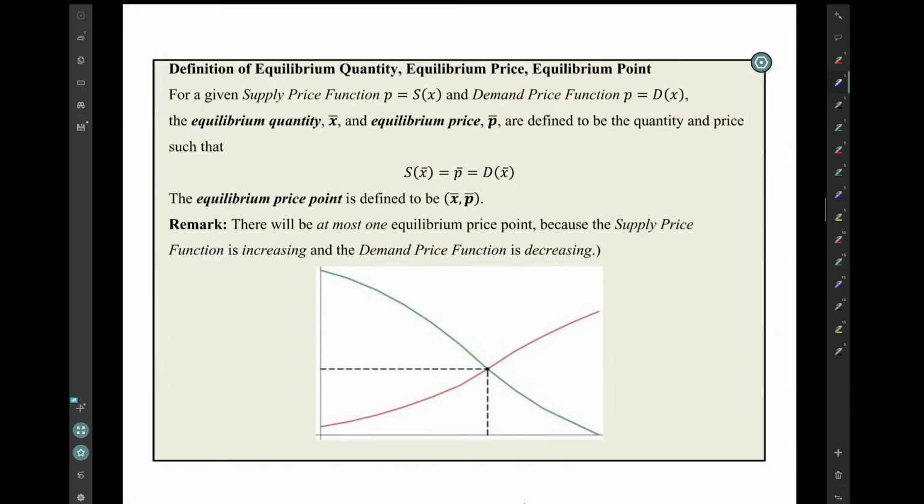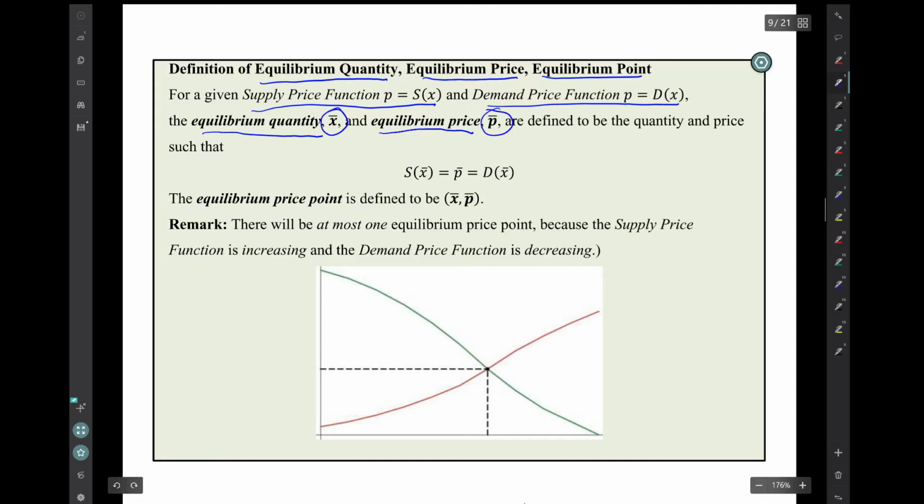So here's the definition of equilibrium quantity, equilibrium price, and equilibrium price point. For a given supply price function, p equals capital S of x, and given demand price function, p equals D of x, what's called the equilibrium quantity, denoted x bar, and equilibrium price, denoted p bar, are defined to be the quantity and price such that this equation is true. That is, these coordinates, x bar comma p bar, are the coordinates of this point where the demand price curve and the supply price curve cross.